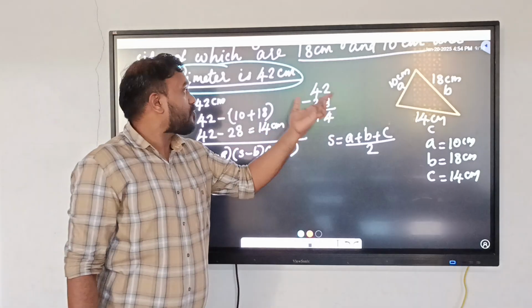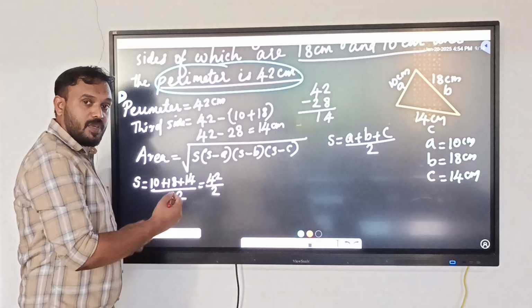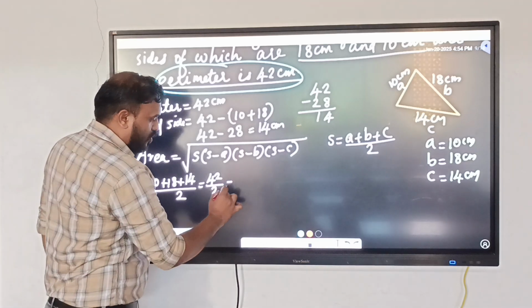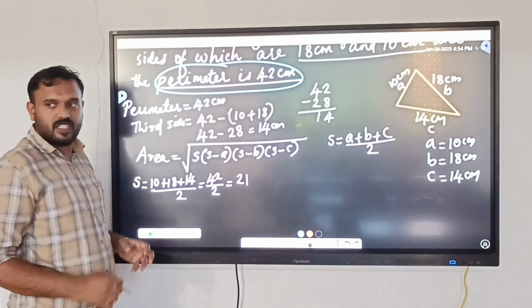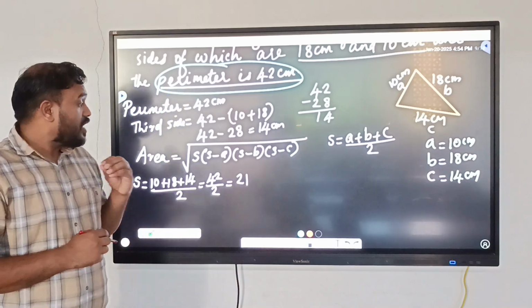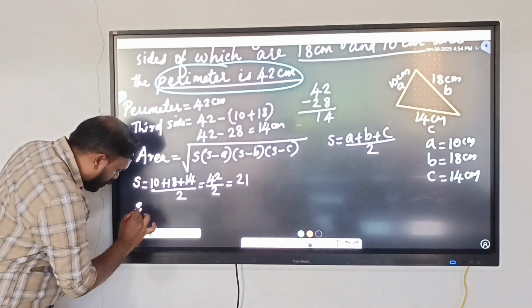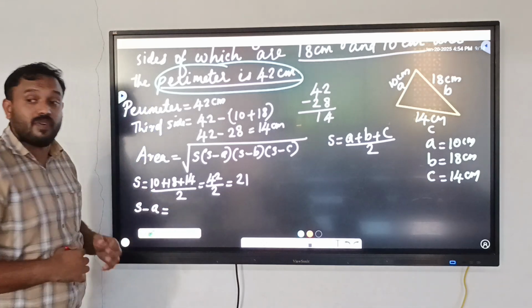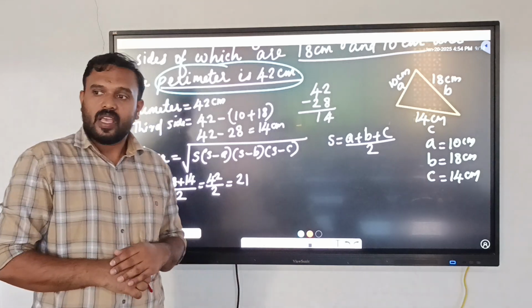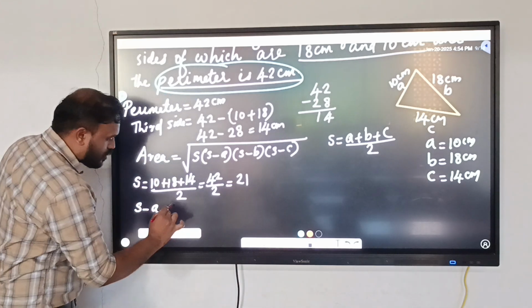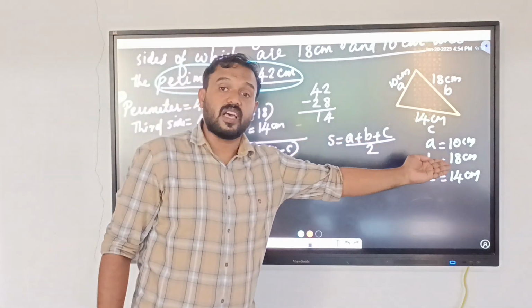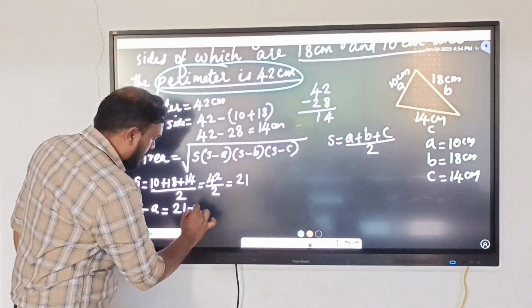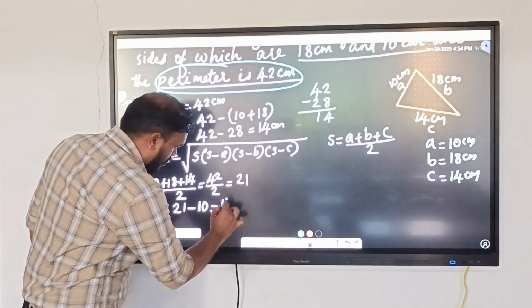So here, 42 by 2, what is the perimeter here? 42, is it? So what is 42 by 2? Yes, this is 21, is it? Then next we have to find s minus a. What is the value of s minus a? S equal to 21, so 21 minus a, which we consider as 10. So 21 minus 10, that is 11.